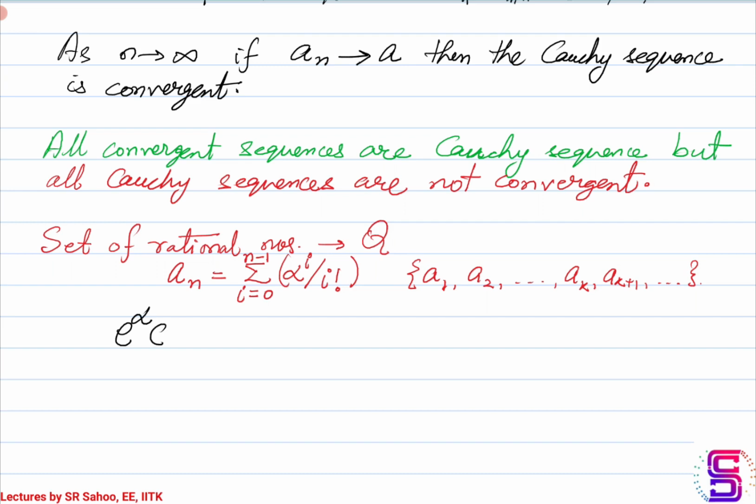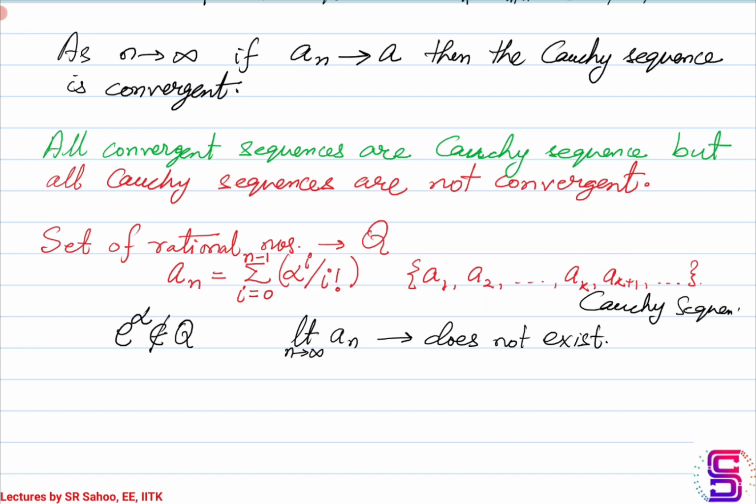But e power alpha does not belong to the set of rational numbers. Okay, so in this set, the limit as n approaching infinity of a power n does not exist. So even though the distance between subsequent entries in the sequence decreases as you move down the line, making this a Cauchy sequence, yet it is not a convergent sequence.